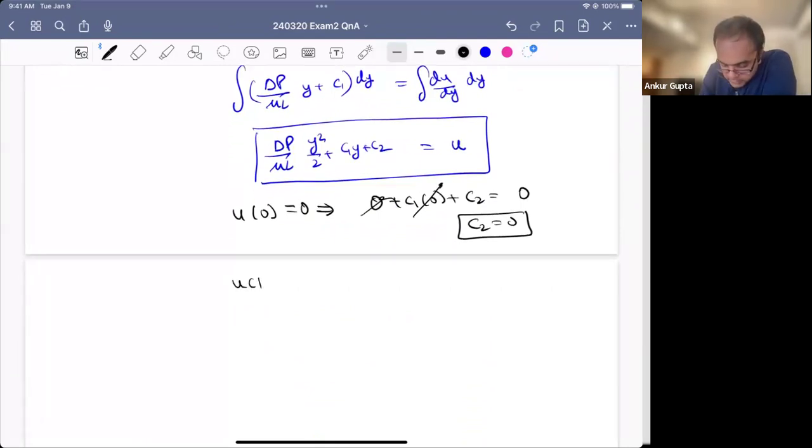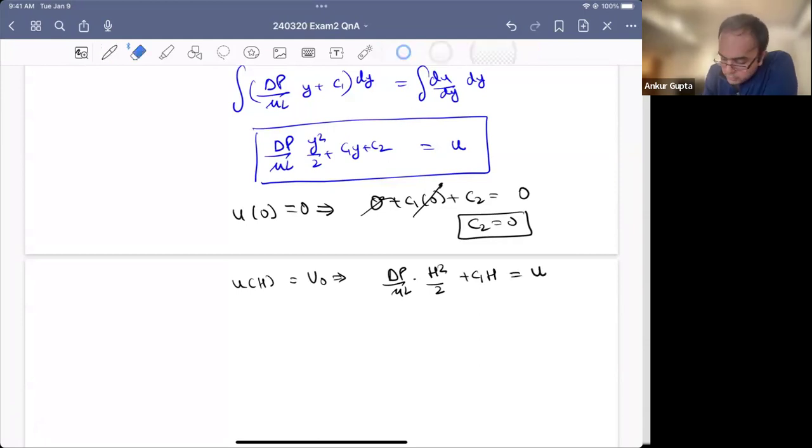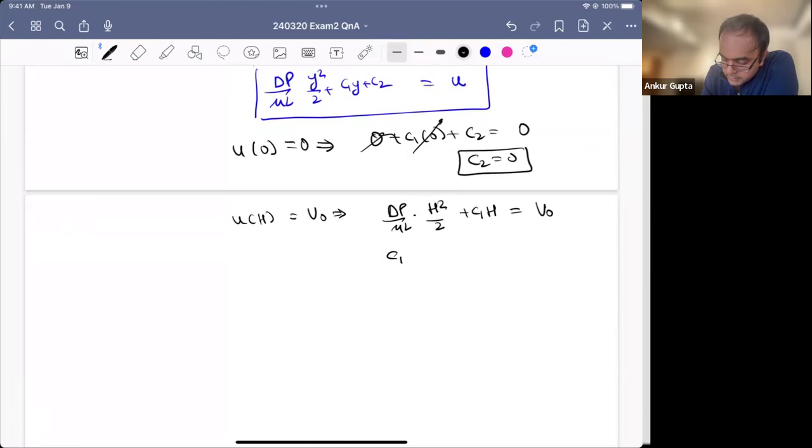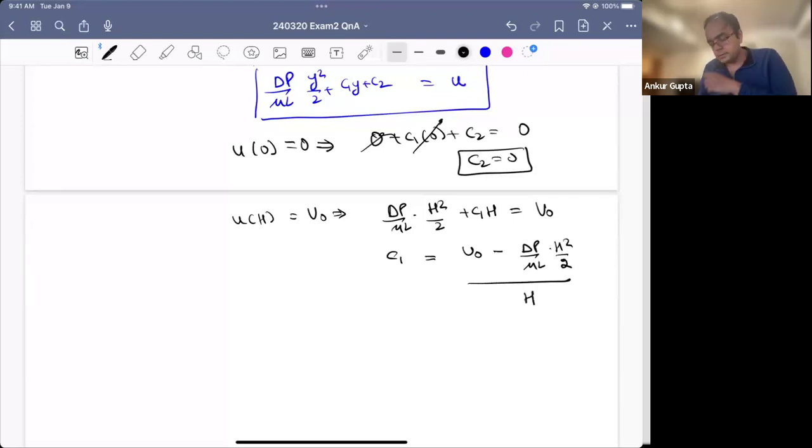Then I have u of h is equal to u naught. So this implies delta P by mu L h square by 2. So I'm substituting y is equal to h. That's why it's h square by 2 plus c1h. Now c2 was already 0. So this is equal to u naught. So in a way, my c1 becomes u naught minus delta P by mu L h square by 2 by h. Okay. So I've taken this to the left hand side and then divided. That's why I will get this.